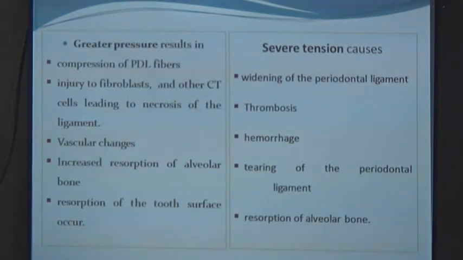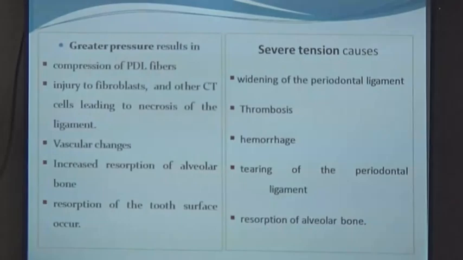There will be vascular changes, increased resorption of the alveolar bone, and resorption of the tooth. So you remember, wherever there is pressure, not only does resorption of the alveolar bone occur, there is also resorption on the tooth surface, apart from necrosis of the periodontal ligament. Why is there necrosis? Because of the pressure, fibroblasts and fibers get compressed. Vascular changes take place, fluid will come out, and there is going to be necrosis. All these things happen on the pressure side.